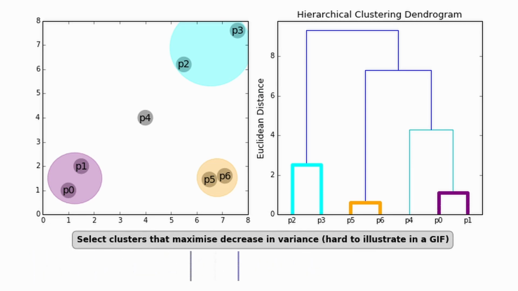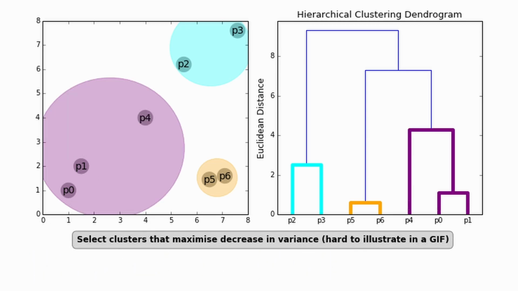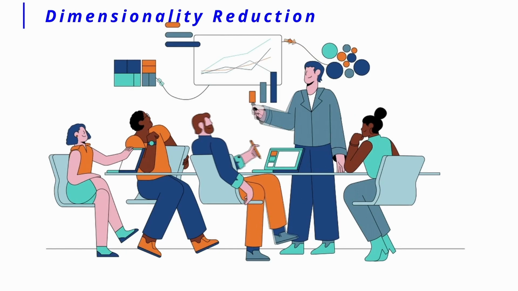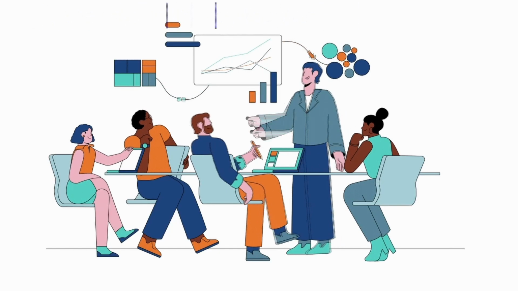Okay, so that covers finding groups. But what if the data itself is just too much? Too many features, too complex to even start? That's a perfect lead-in to dimensionality reduction. We need ways to simplify.